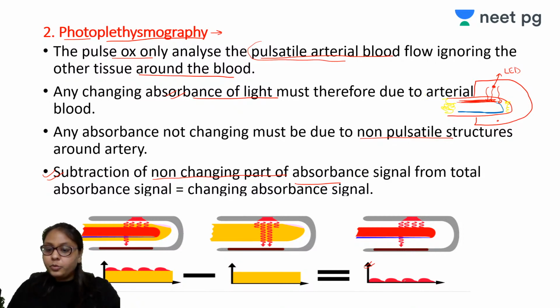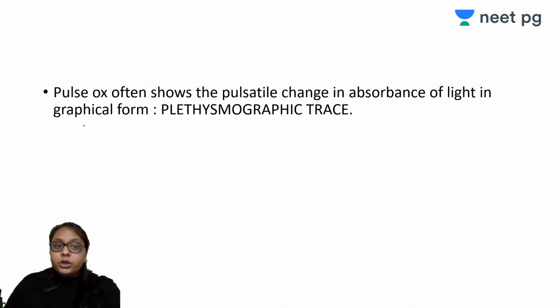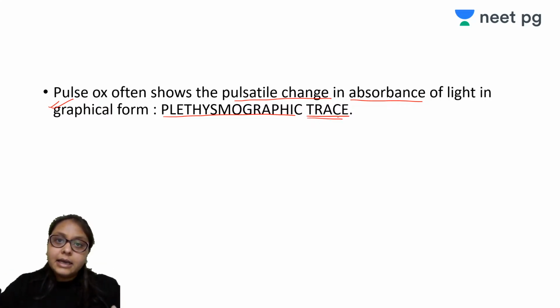अब this is the photoplethysmography. तो the pulse ox it often shows the pulsatile change in the absorbance of the light, है ना. और वो पल्सेटाइल चेंज इन द एब्जॉर्बेंस ऑफ लाइट when it is represented in graphical form, that is plethysmographic trace. तो हमने शुरू में discuss किया था ना कि the pulse ox it is telling us about the oxygen saturation, pulse rate, tissue perfusion through the amplitude of plethysmographic trace. So this is through this principle.